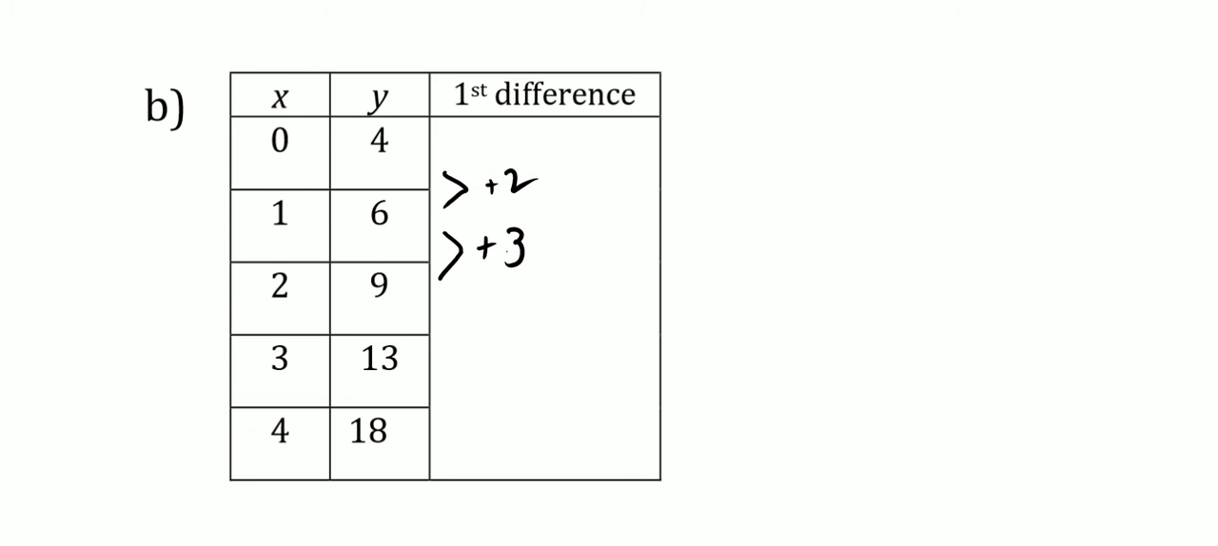Okay, let's try another one. So you can go ahead and do it. What's the change from 4 to 6? 2. What do you mean by 2? We went up 2. Good? Okay, do the next one. Do it quietly. What's the next one?